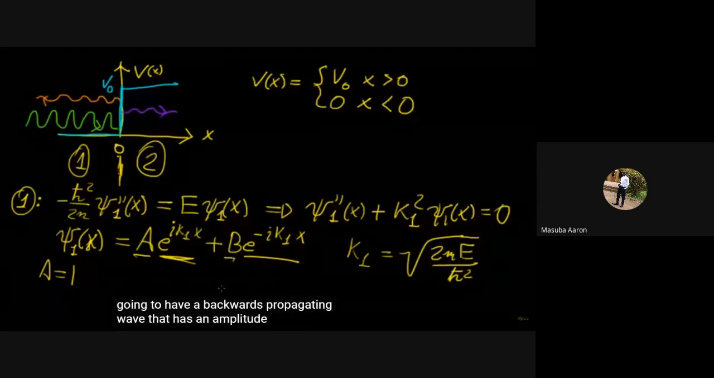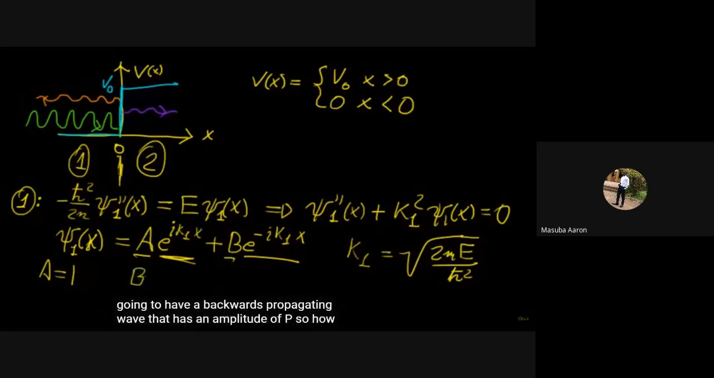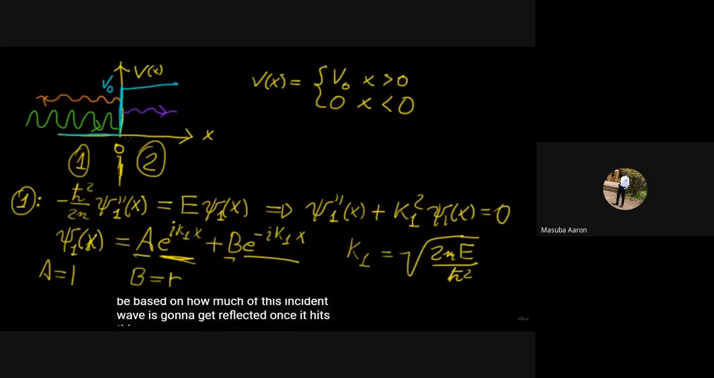that has an amplitude of P. So how about we call that amplitude something like R? So R is going to stand for reflection coefficient. And you can imagine that the amplitude is going to be based on how much of this incident wave is going to get reflected once it hits this interface.